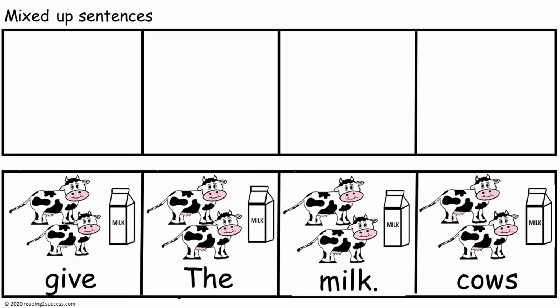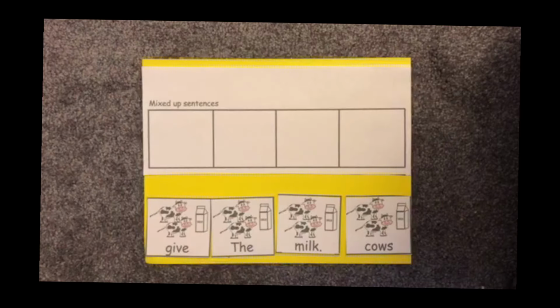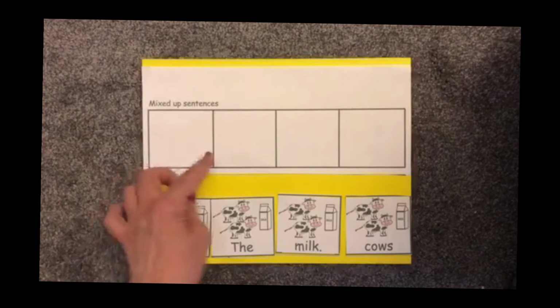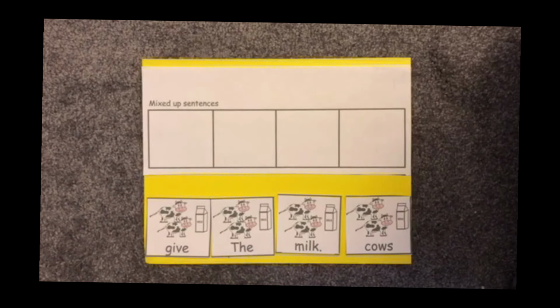This section is called mixed up sentences, and kids have to put the words in the correct order to make the sentence, and then tell which part is the naming part and which part is the action part. This is the way the sentence was, and I've cut it up, but it's in the order that it was on the paper, and then the child has to decide what makes sense and put it in the correct order.